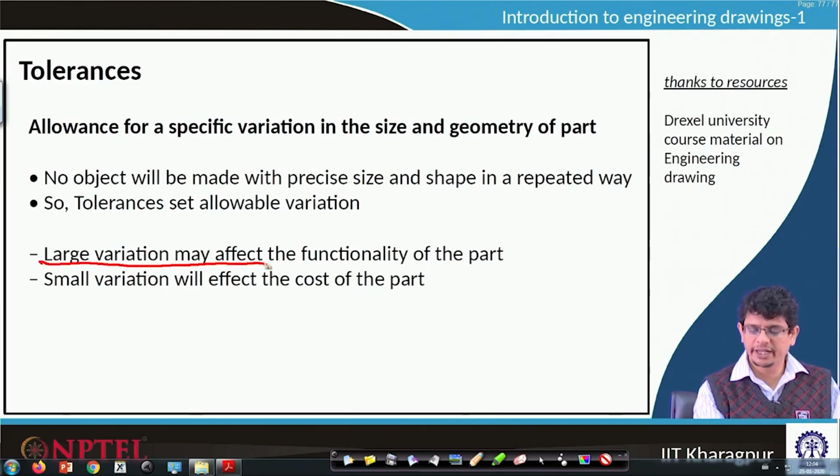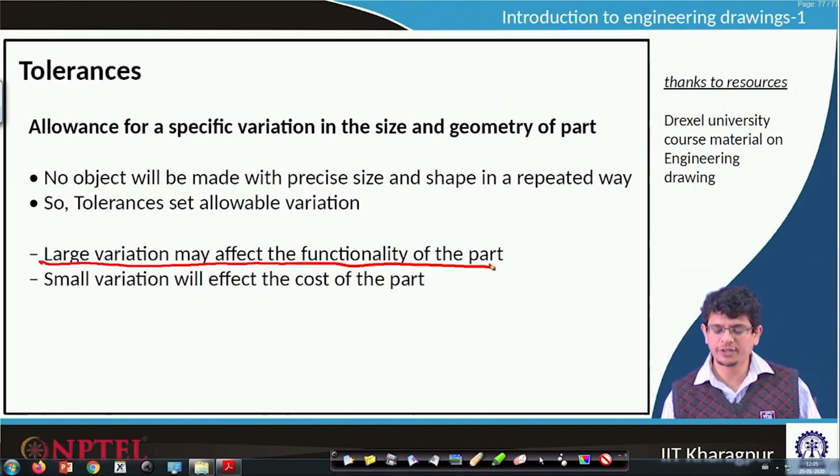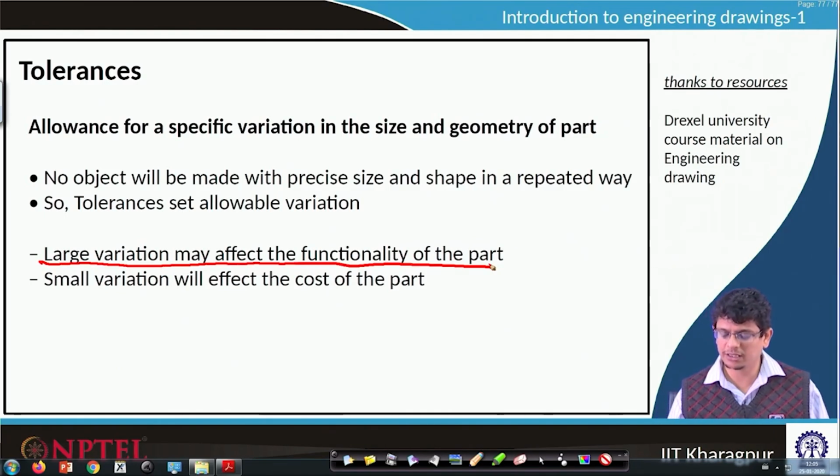If there is a large variation, it may affect the functionality of the part. For example, take a simple Reynolds pen, which has both the screw and the other part. When you are trying to screw this Reynolds pen, the blue color part, if the thread is too small, it immediately loosens the pen and the functionality of the part is severely affected. Perhaps if that thread is very large, it might not really fit into that object. So, a large variation always affects the functionality of these parts.